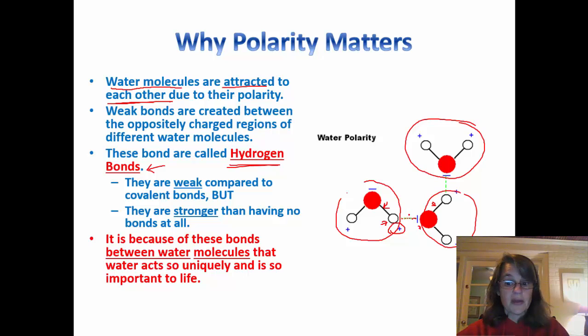It's stronger than nothing. And so when you are dropping your drops on the penny, and the water on top of the penny just bubbled up, it was doing that because all the water molecules are clinging to each other. And eventually you just added so much water that the weight of the water outweighed the attraction of these little tiny hydrogen bonds for each other. So it is these hydrogen bonds between water molecules that causes water to act in really particular ways that are super important to life on Earth.